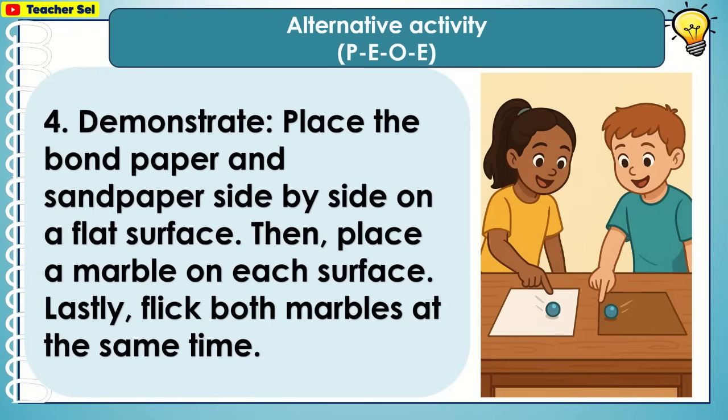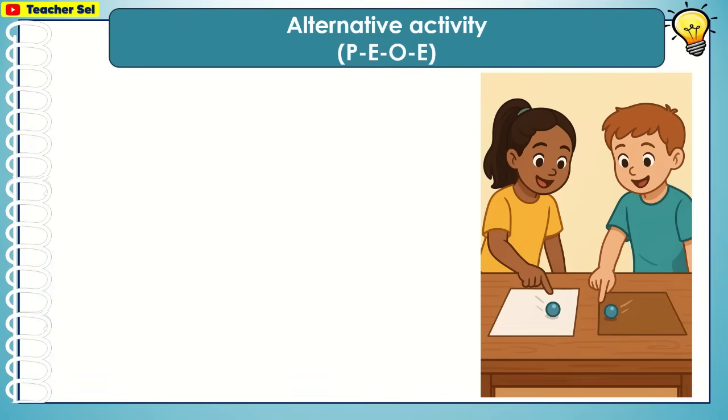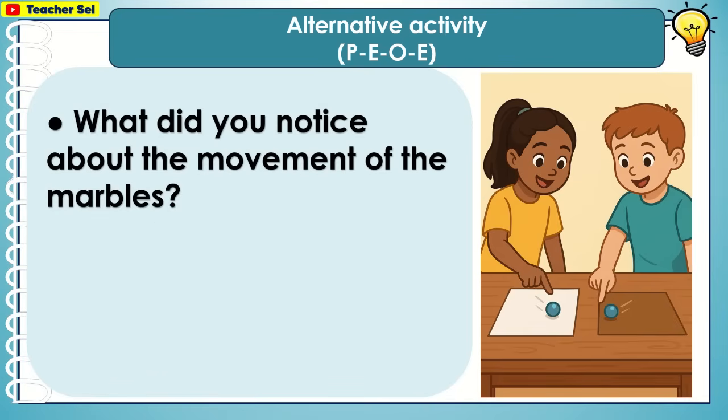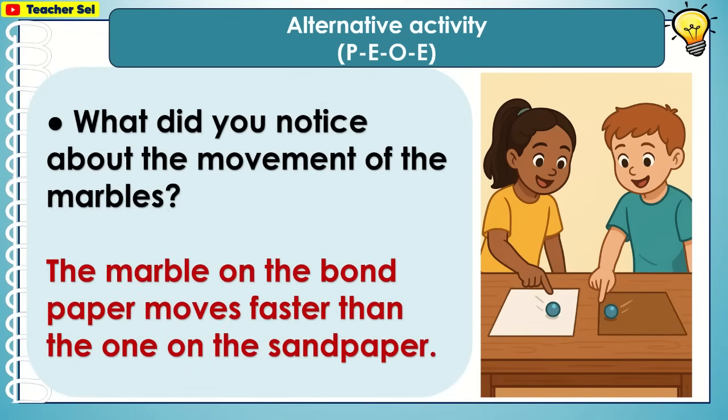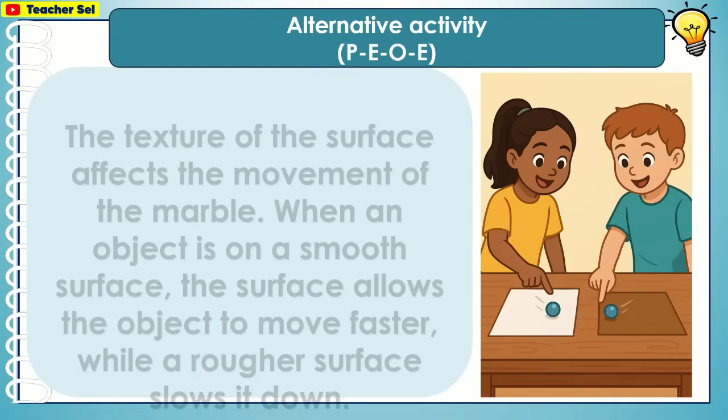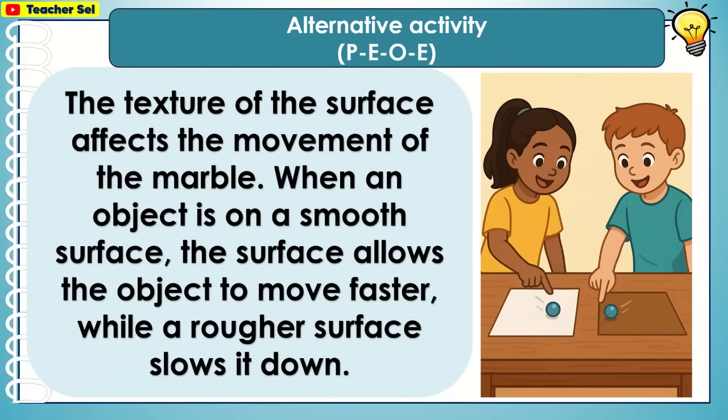Demonstrate. Place the bond paper and sandpaper side by side on a flat surface. Then, place a marble on each surface. Lastly, flick both marbles at the same time. What did you notice about the movement of the marbles? The marble on the bond paper moves faster than the one on the sandpaper. The texture of the surface affects the movement of the marble.